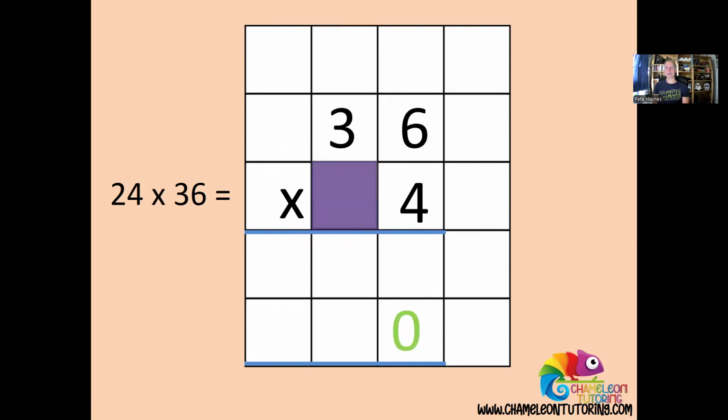Now, the first thing we're going to do is ignore the 20 for now, or the 2 as it looks in the problem. So first of all, 4 multiplied by 6 is 24. Now, in the answer box below the 4, we can only fit in the 4, and the 2, which is worth 20, we have to carry underneath as we go through. So we've got 24.